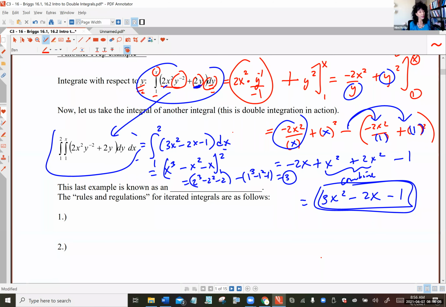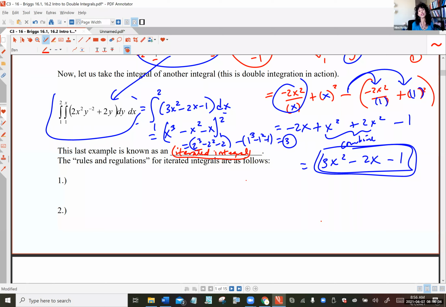So this last example is known as an iterated integral. Write this down, because when I say do this iterated integral, I don't want to hear, what's an iterated integral? I don't know. Pay attention. You got to know it. That's an iterated integral. I thought it was a double integral. It is. And sometimes they call them iterated integrals. Sometimes they call them double integrals. Know it.